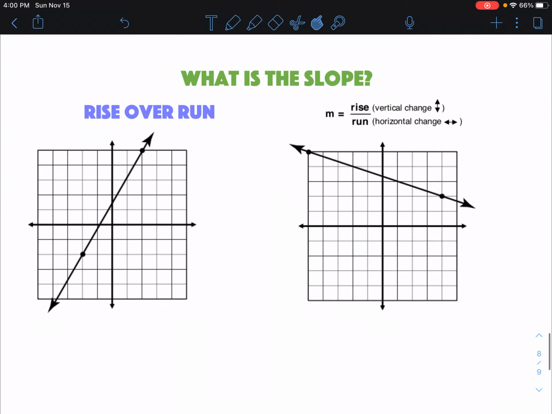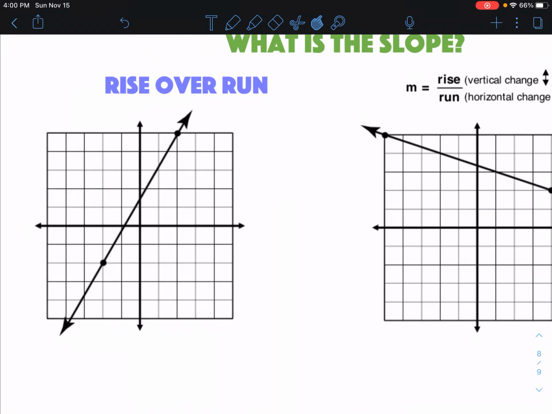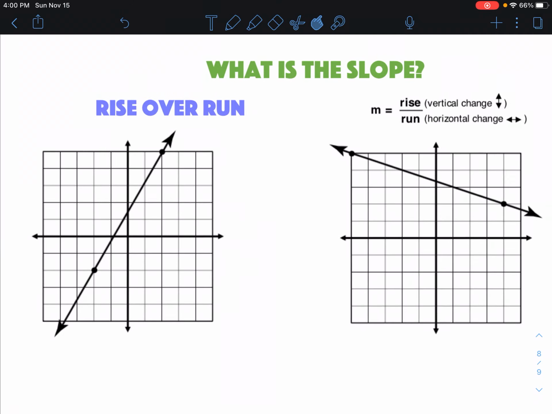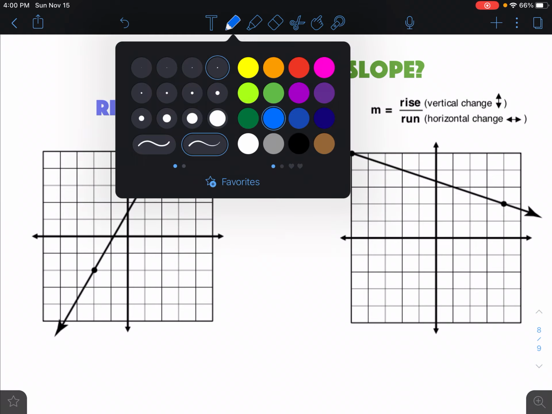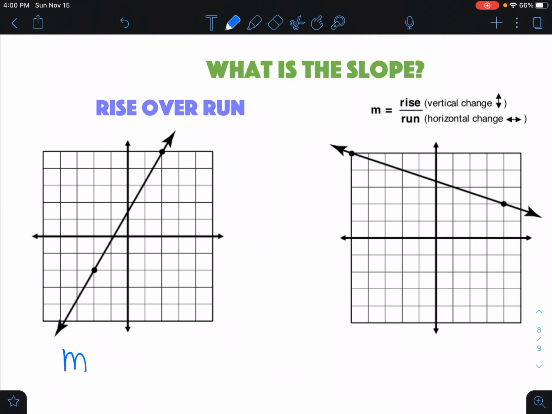Okay, how do we do this? Let's take a look. Rise over run. Remember, rise first, vertical change over run, horizontal change. So I'm going to write, and we'll stick with blue, m. Okay, so now I have a couple of points. I got one here, and I got one here.